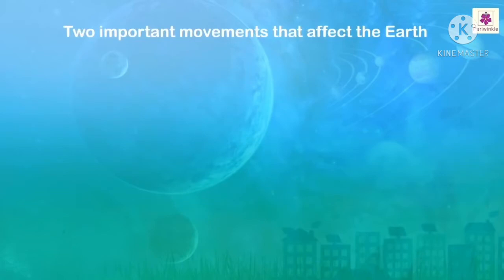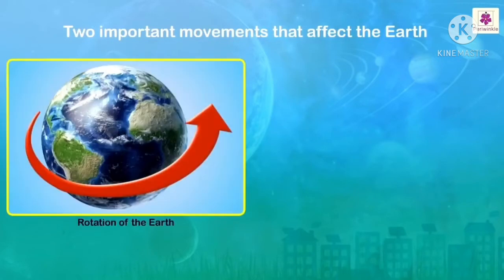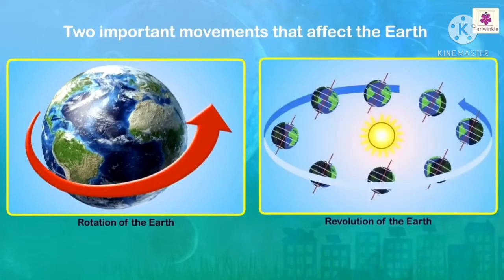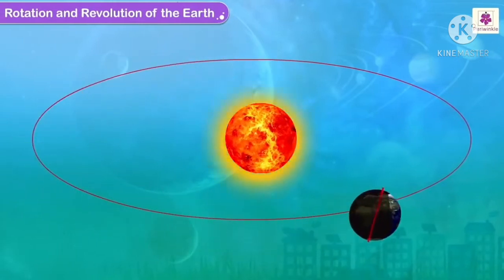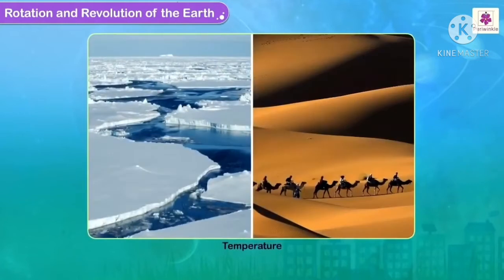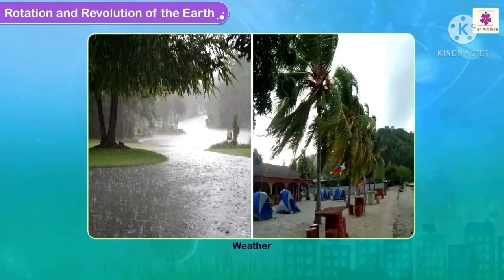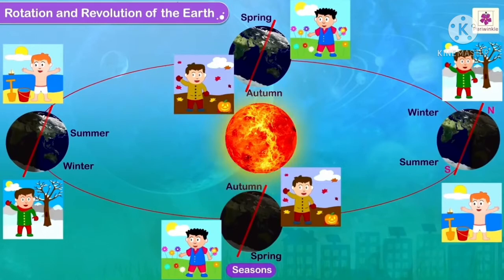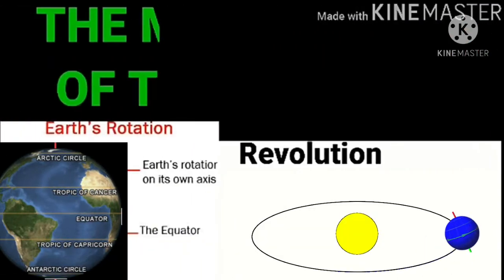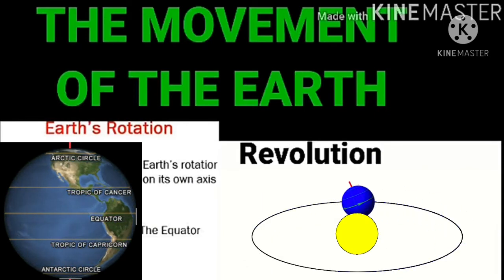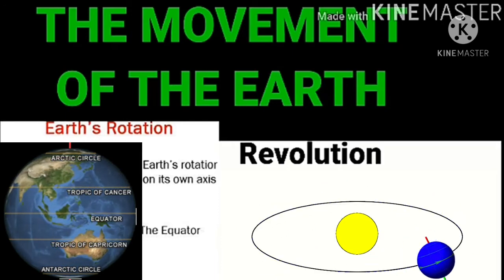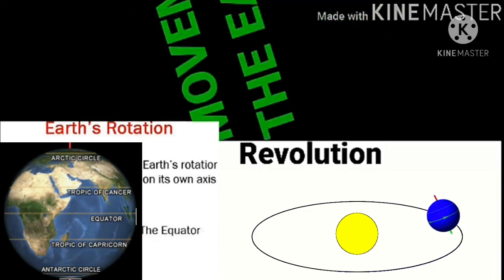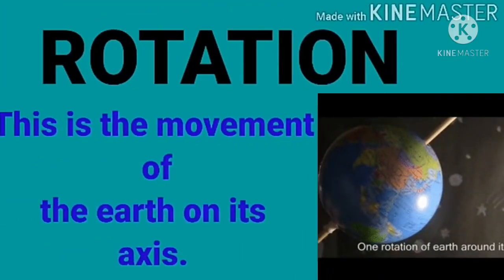There are two important movements that affect the earth: rotation of the earth and revolution of the earth. These two movements create variation in temperature, weather, and seasons. So the movement of the earth makes us have different seasons on the earth. It is a very important factor as far as seasons, temperature, and weather are concerned. Rotation and revolution.